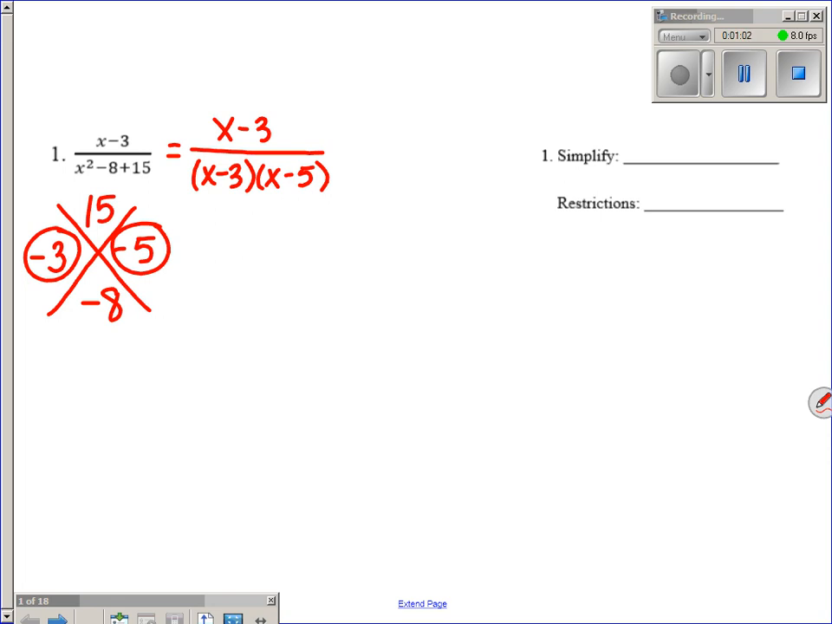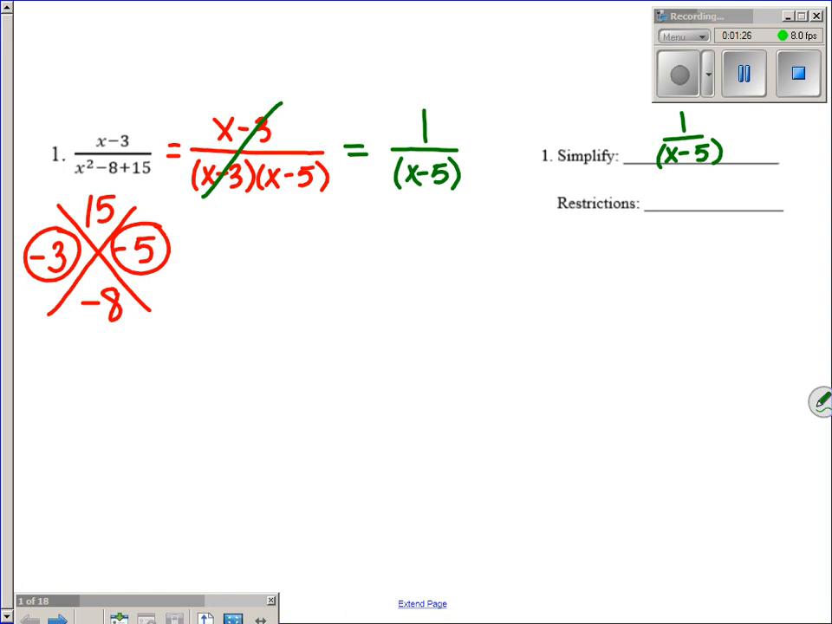So typically I would ask you, is there anything we can cancel out? And you would tell me, yes, it is the x minus 3's. So we are just left with 1 on top because it canceled out, and x minus 5 is still on the bottom. So our simplified version is just 1 over x minus 5.